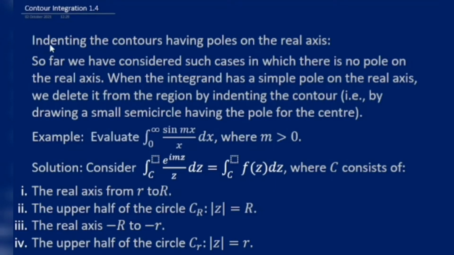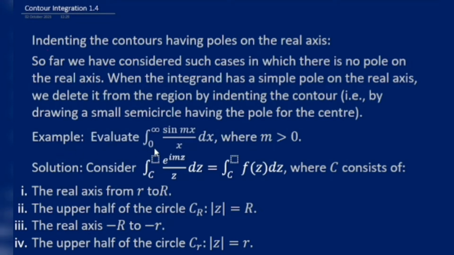Hello students, today we will see indenting the contours having poles on the real axis. So far we have considered such cases in which there is no pole on the real axis. When the integrand has a simple pole on the real axis, we delete this pole from the region by indenting the contour. That means by drawing a small semicircle having the pole for the center. Now see an example to make it more clear.